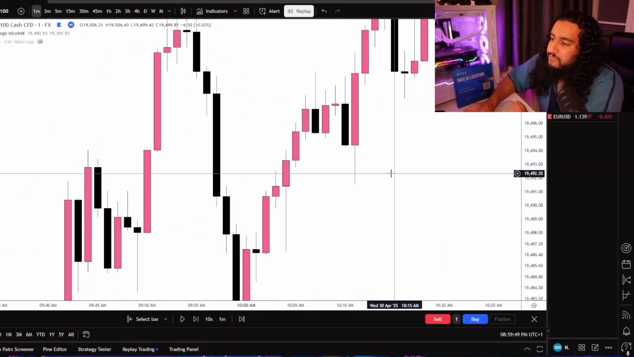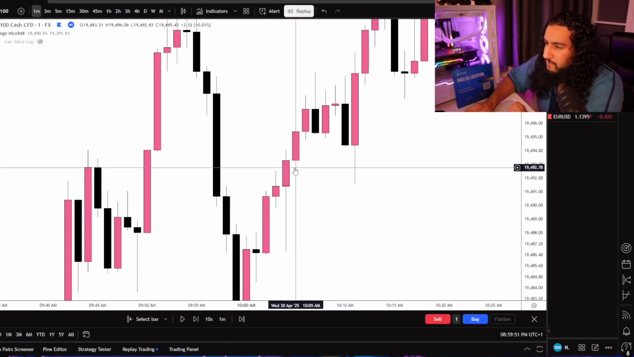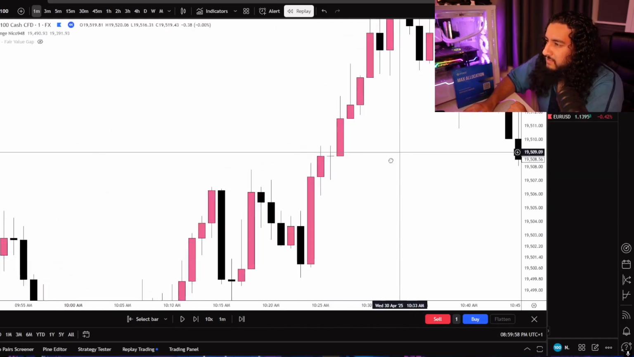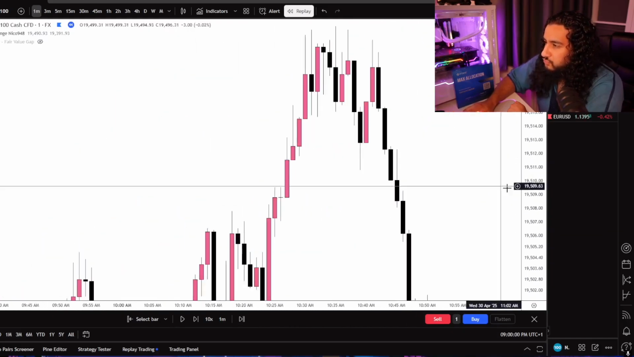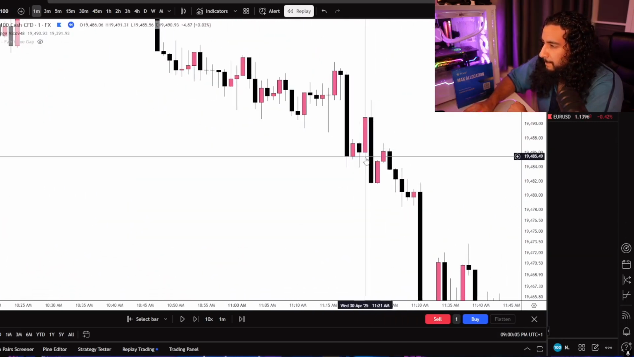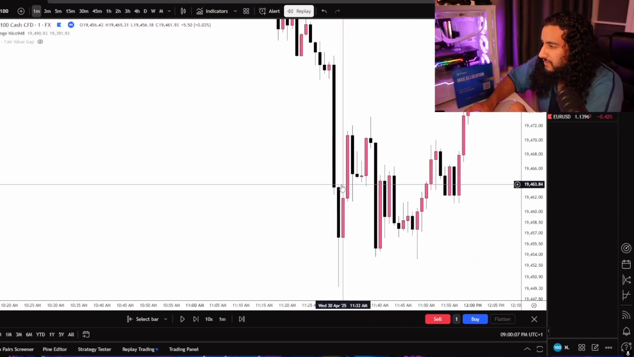So we have 3 candles here. Actually, there is a tiny fair value gap there, so, okay, we won't look at that one. Let's see. We have quite a few fair value gaps, don't we?